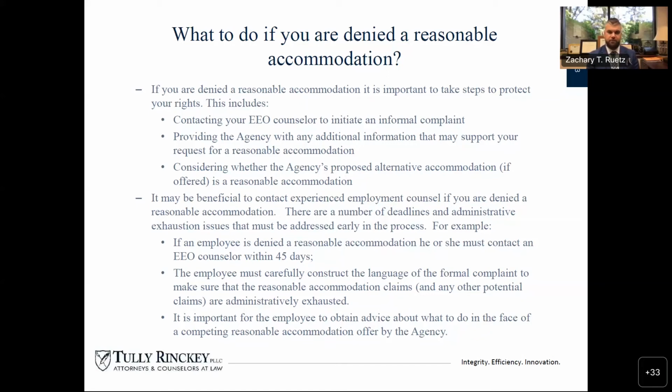And that could be just from a conversation with your supervisor. It could be from an email. It could be from a discussion with the reasonable accommodation specialist. But 45 days is the operating time period, just as with any EEO complaint. The employee must carefully construct the language of the formal complaint to make sure that these failure to accommodate claims and any other potential claims that might go along with it are administratively exhausted with the EEO process. It's important at this point to obtain advice on what to do in the face of a competing accommodation offer, especially, again, discussing whether or not that proposed alternative accommodation is reasonable or effective in your particular circumstances.